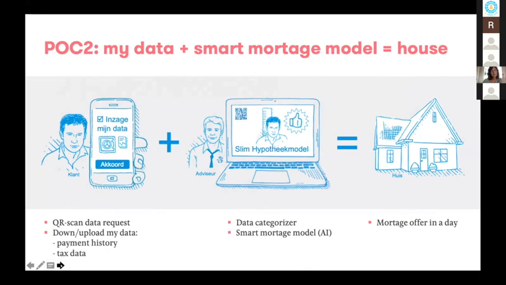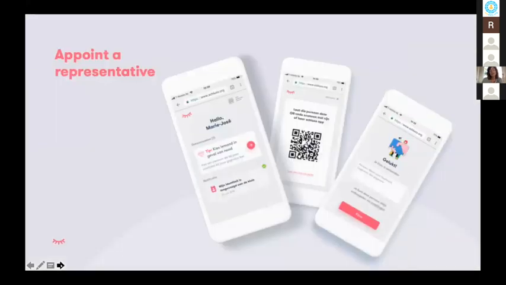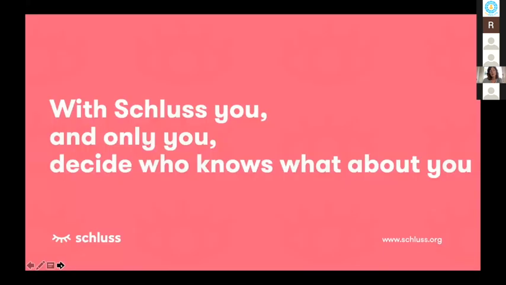Another proof of concept that we are doing is appointing a representative in case you're not able to take control yourself for a period of time, or in the worst event, at the time that you die, and other people do need access to part of your digital information to take action on your heritage. Because we know that in the end we can achieve what we promise. With Schluss, you, and only you decide who knows what about you.